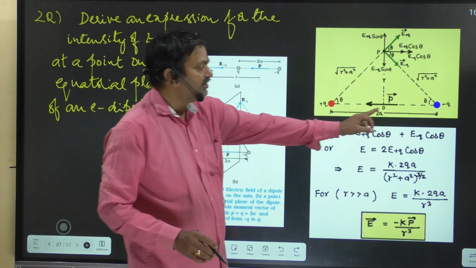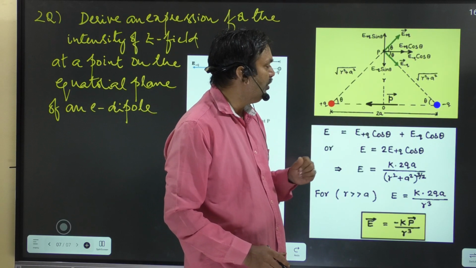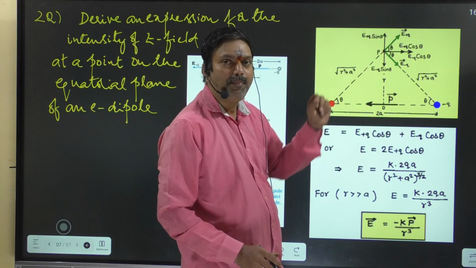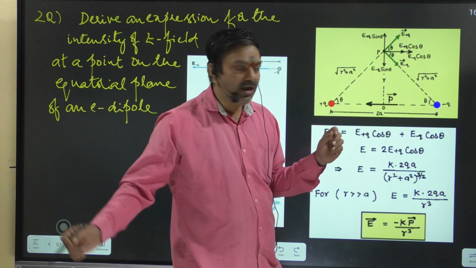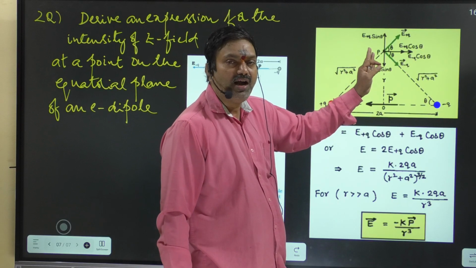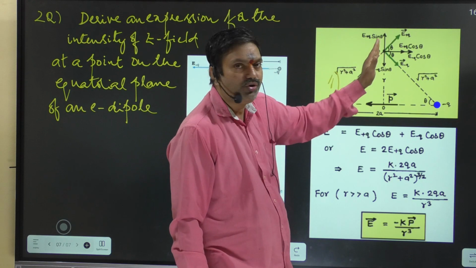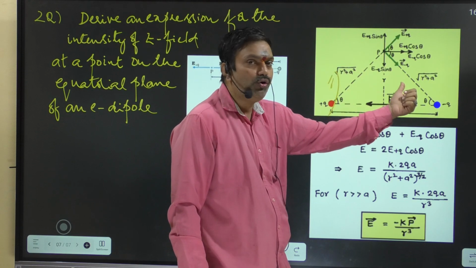As you see here, this is our dipole. These two charges are separated by a distance of 2a units. Now I am taking a point here on the equatorial plane. Because of the positive charge, as you see here, the electric field vector is oriented in this direction. So E due to plus q is oriented in this direction.